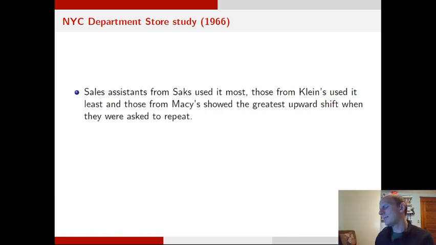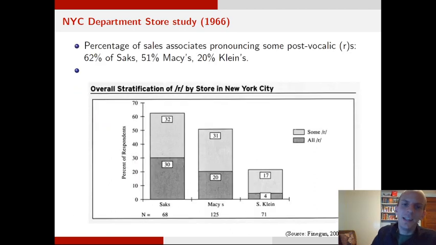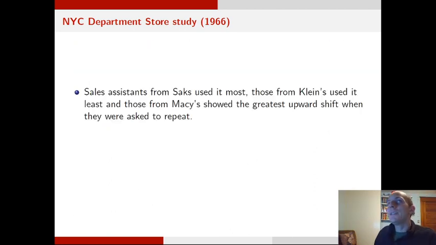Now, class, let us think of what some potential issues with Labov's methodology are. Okay, I already told you the one. Don't just record people without telling them. Not cool. That's one problem.